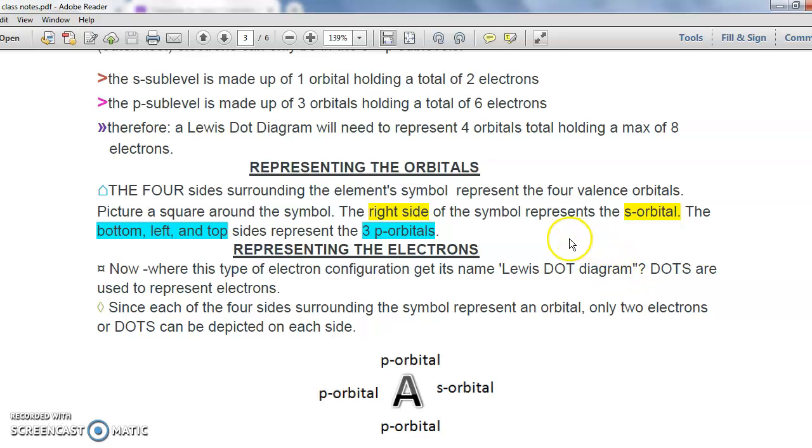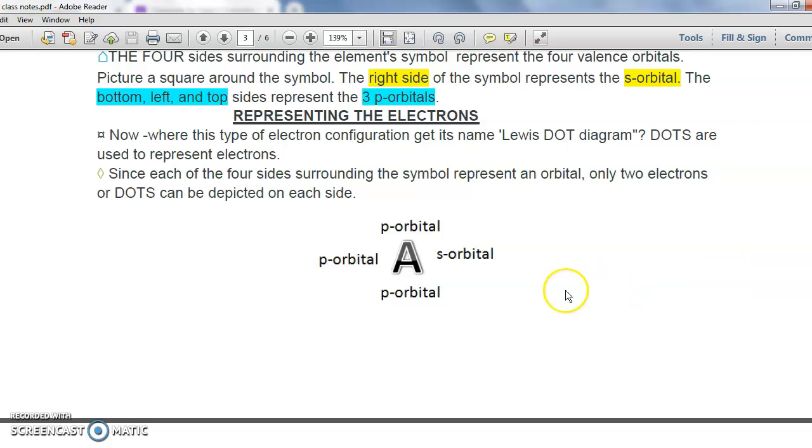So here's what Lewis came up with. When they do a Lewis dot diagram, they write the symbol's name. The 4 sides around the symbol, the right side, the bottom, the left, and the top, represent any of the 4 orbitals. It turns out that they've assigned the right side of the symbol. So you write a symbol. The right side's the s orbital. The bottom side of the symbol represents the p orbital. The left side's the other p orbital, and the top is the other p orbital. So our 3 p orbitals are here. Our s orbital is there. That's how they decided to represent where the orbitals were.